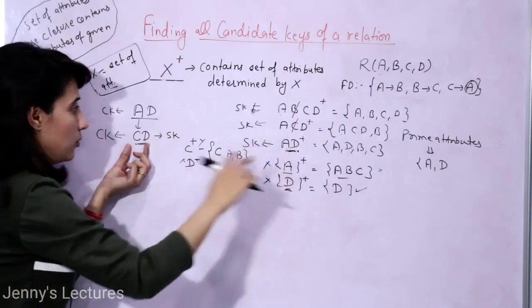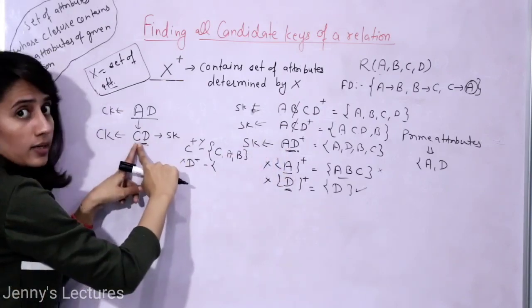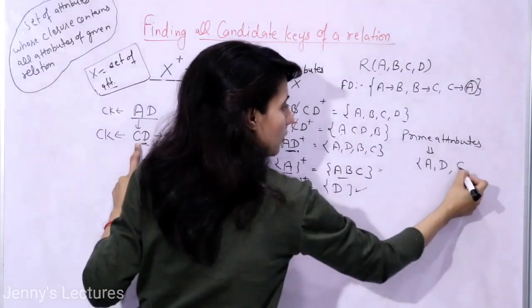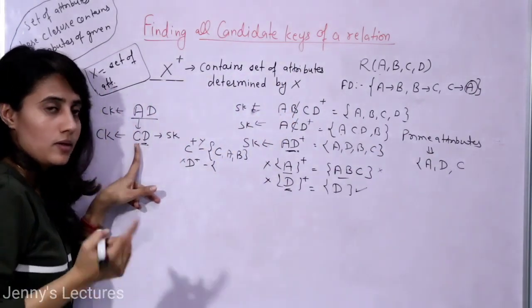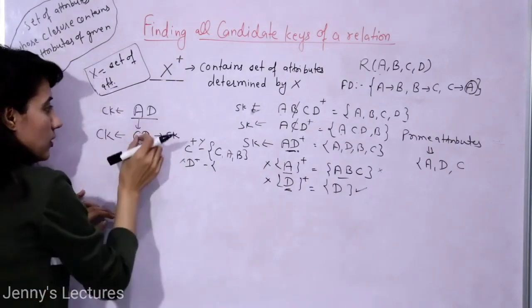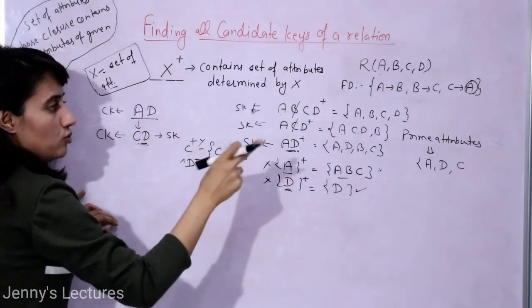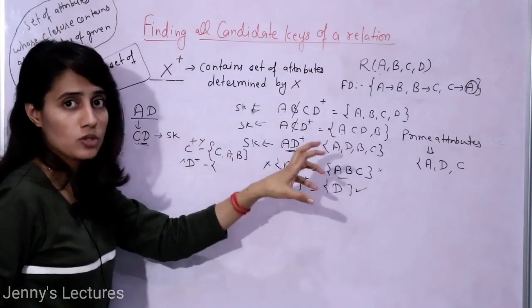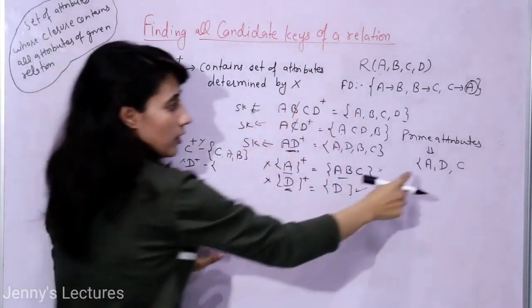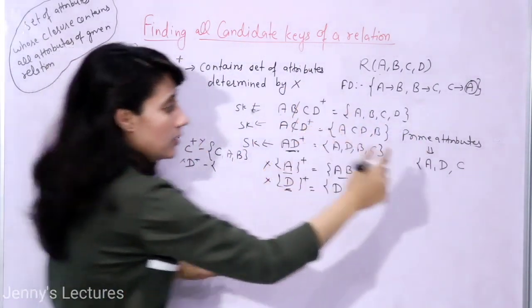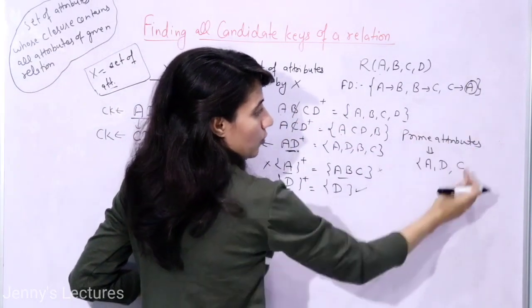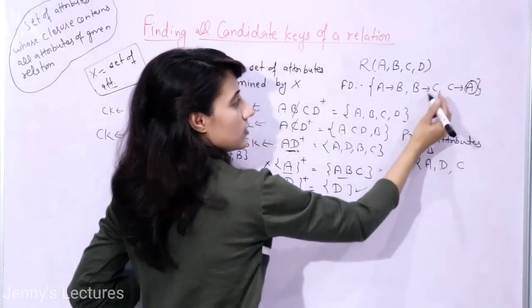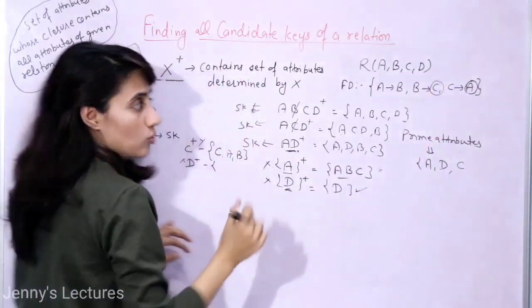Now what about prime attributes? One more prime attribute is there, that is C. So you need to add one more prime attribute, that is C, right? Now the prime attributes are A, D, C. Now check whether these prime attributes are available on the right hand side or not. We have done A, right? Now check D and C. Is D available? No. Is C available on the right hand side? Yes, here. So now what can you do?